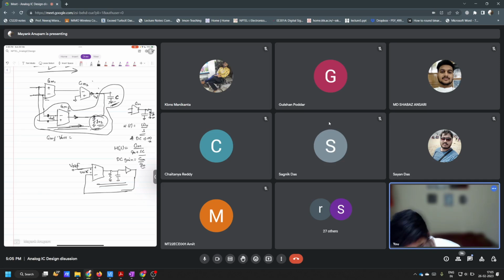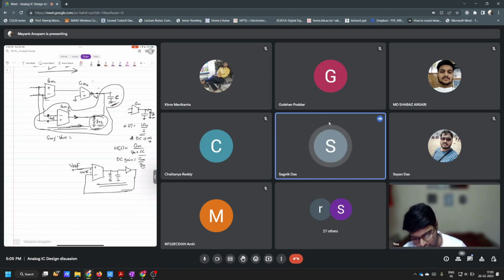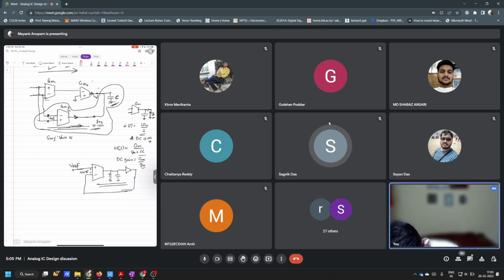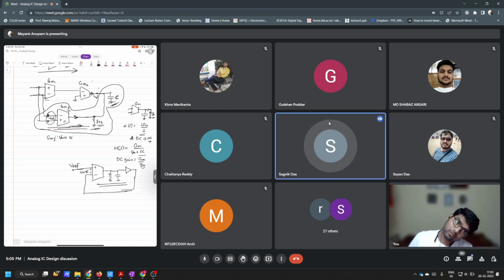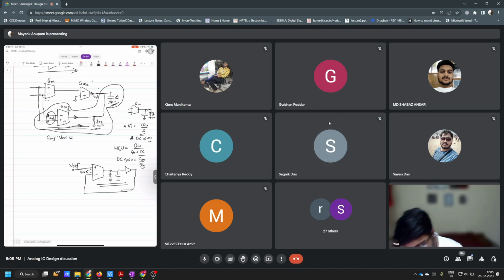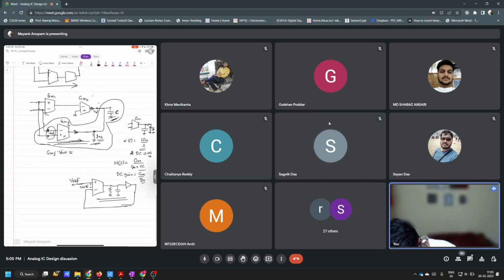Whatever current is flowing inside this G02, isn't it? Yes, sir. Correct. So if this current that is flowing inside G02 comes from somewhere else and not from this transconductor GMF, then this voltage will become zero, right? Yes, sir. Correct. So that is what we are doing. We are providing another path here.